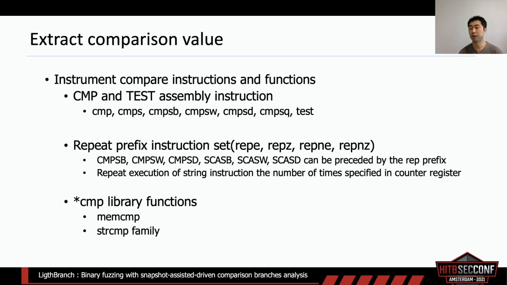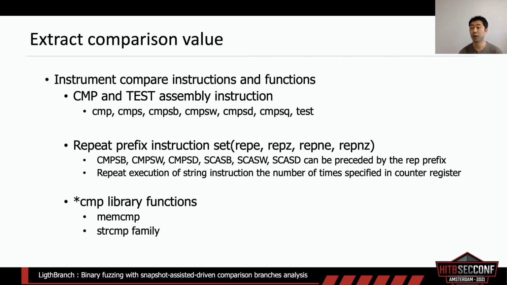At the CPU instruction set level, we instrument compare instructions such as CMP and test. Since the CMP command varies depending on the size of comparison, we investigated all CMP commands from the Intel architecture manual. And sometimes the compiler optimizes code flow to the REP assembly family. If a REP assembly instruction is combined with CMP or scan string, it repeats comparison the number of times specified in the counter register. So we also instrument the repeat prefix instruction set.